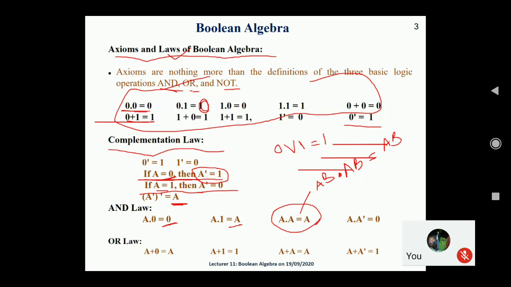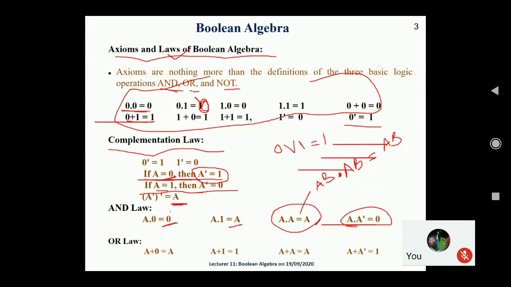It is a typing mistake. It is simple, na? 0 into 1 is equal to 0. It is very simple. 1 into 0 is 0. 1 into 1 is 1. So it is a printing typing mistake. So when we are considering A dot A complement, it is also 0.